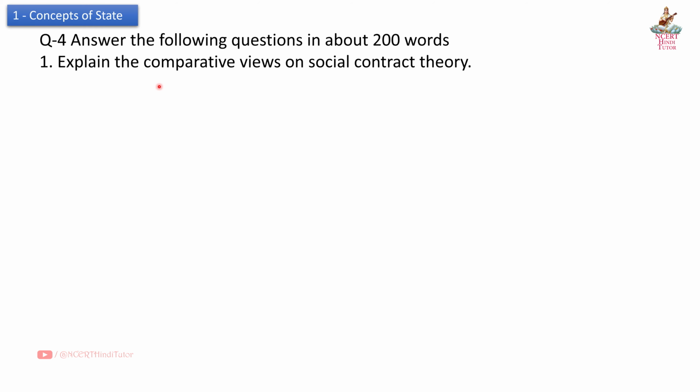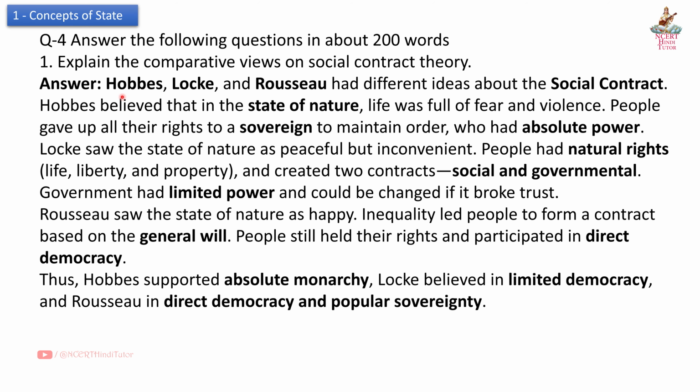First, explain the comparative views on social contract theory. Answer. Hobbes, Locke and Rousseau had different ideas about the social contract. Hobbes believed that in the state of nature, life was full of fear and violence. People gave up all their rights to a sovereign, who had absolute power, to maintain order.